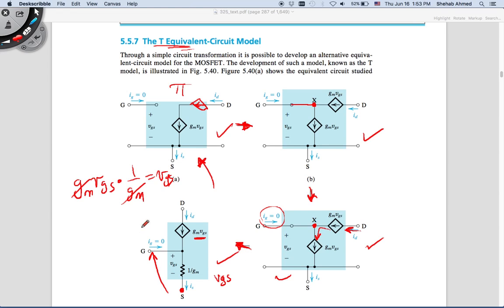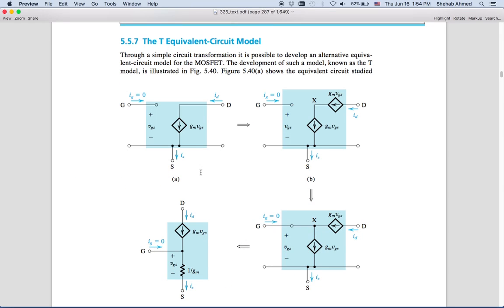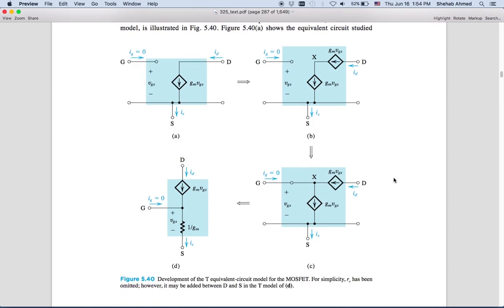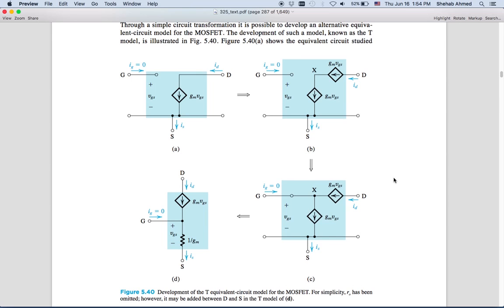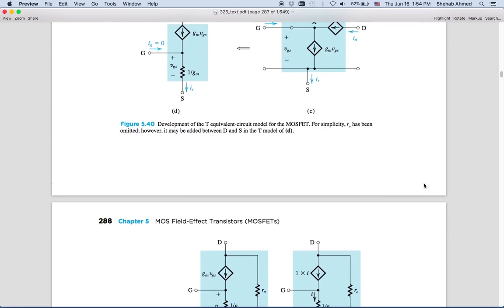And this is called a T equivalent circuit. It is like a T on its side. It's called the T equivalent circuit model for a small signal equivalent, the T equivalent small signal circuit. This will help us solve some problems in this section.